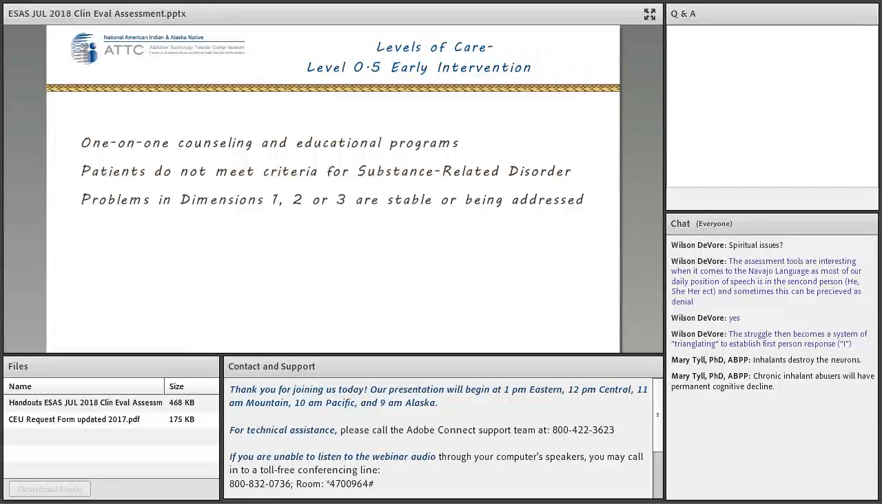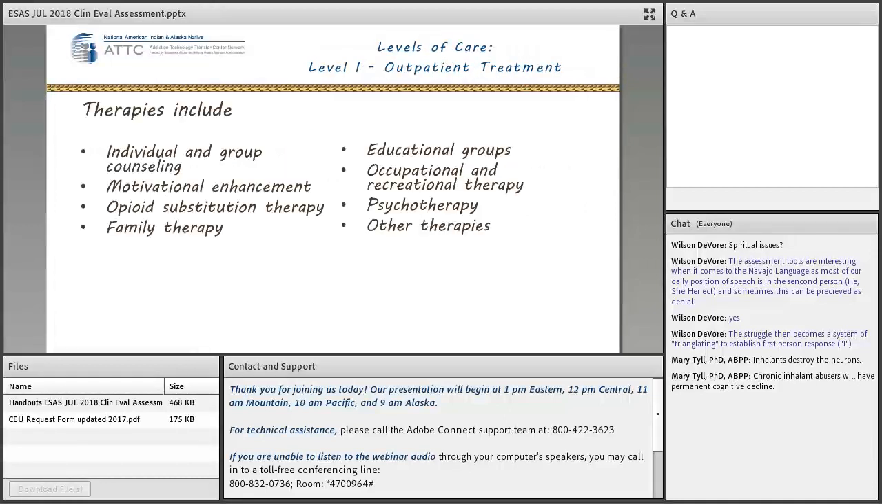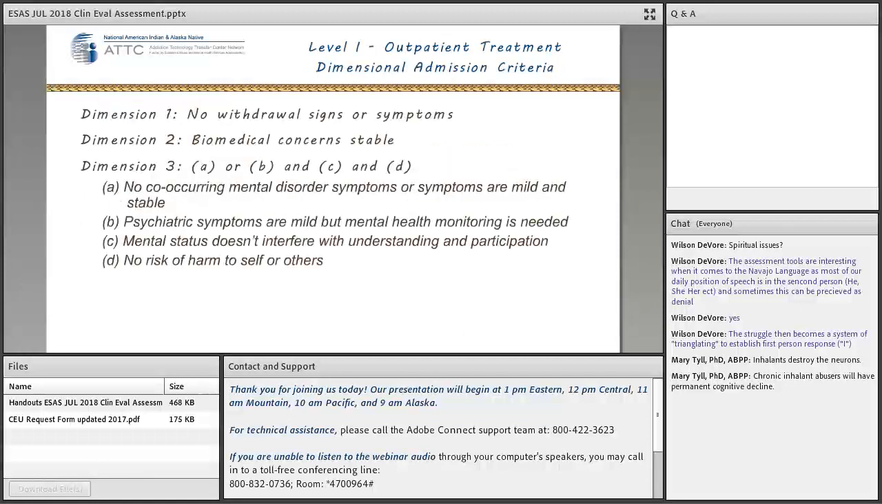Patients do not meet criteria for substance-related disorder. If there is a problem in dimensions 1, 2, or 3, they're stable. So if they're stable in 1, 2, or 3, they can utilize one-on-one counseling and education programs. Therapies might include individual and group counseling, motivational enhancement, opioid substitution therapy, family therapy, educational groups, occupational or recreational therapy, psychotherapy, and other therapies. So that's the level of care, level 1, outpatient.